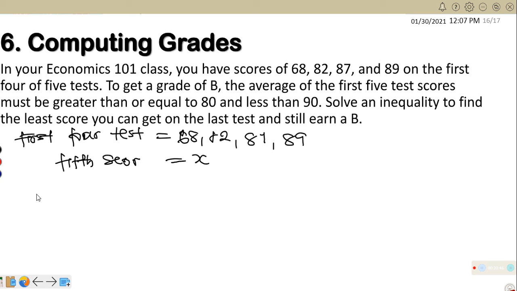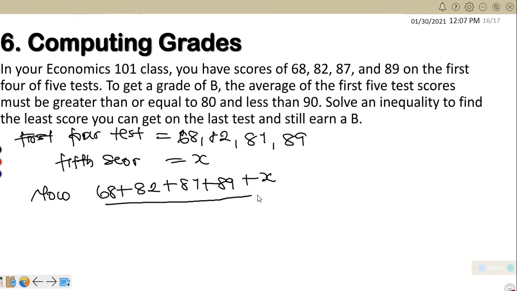Now we take the average. So taking the average, we have 68 plus 82 plus 87 plus 89 plus X, everything over 5. According to the question, this is greater than or equal to 80. So let's do it for 80 before we do it for 90. Greater than or equal to 80.